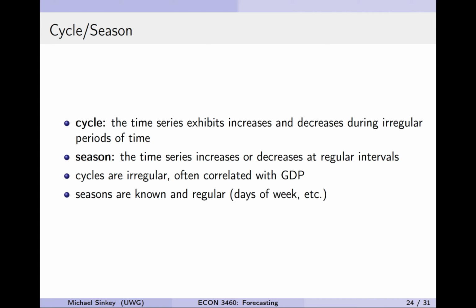So what do we mean by cycle? The time series exhibits increases and decreases during irregular periods of time. So if you can time the cycle, it's not a cycle. It's a seasonal pattern. In a seasonal pattern, the time series increases or decreases, but we know when it will increase and when it will decrease. Cyclical patterns are not that way. So cycles are irregular. They're often correlated with GDP if we're thinking at a macro level.